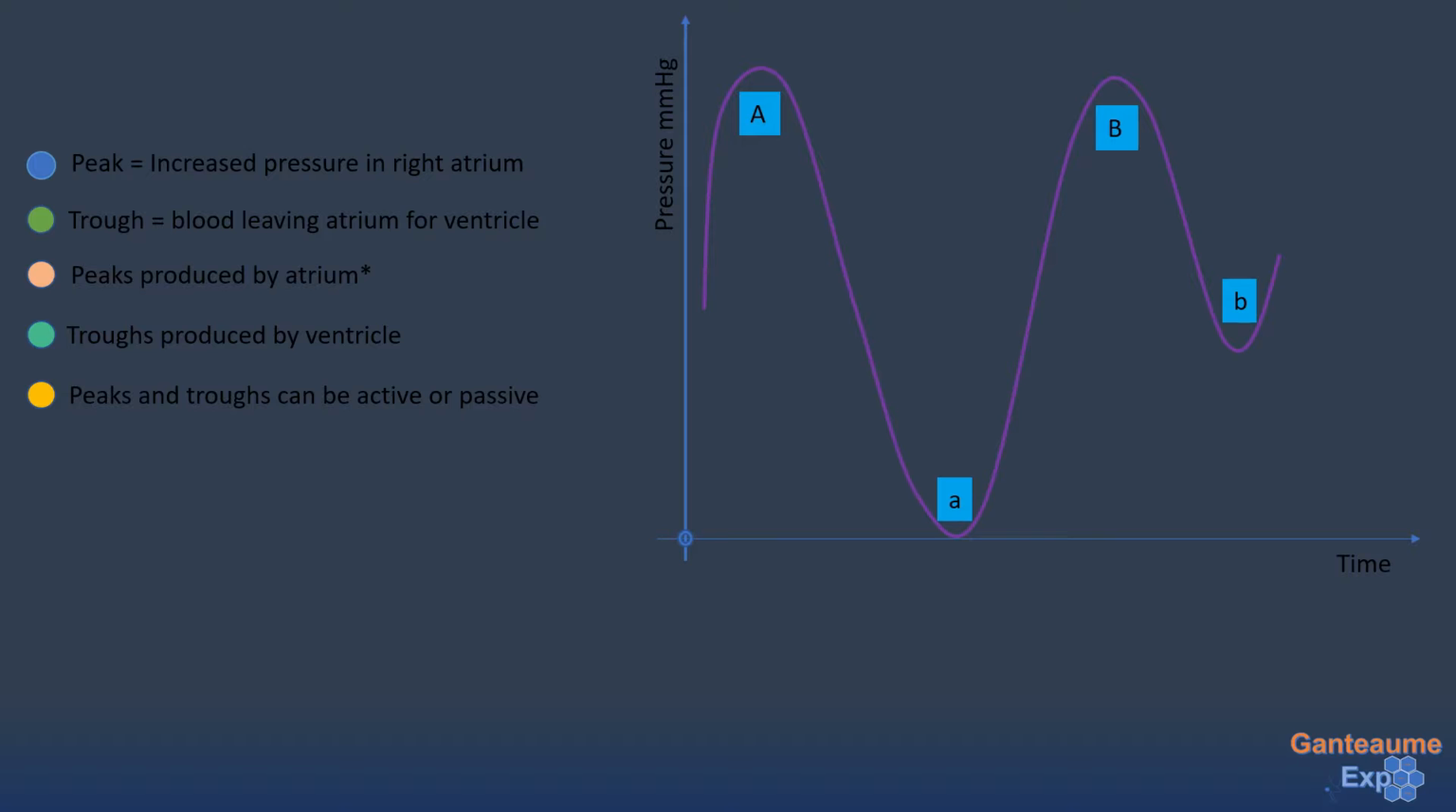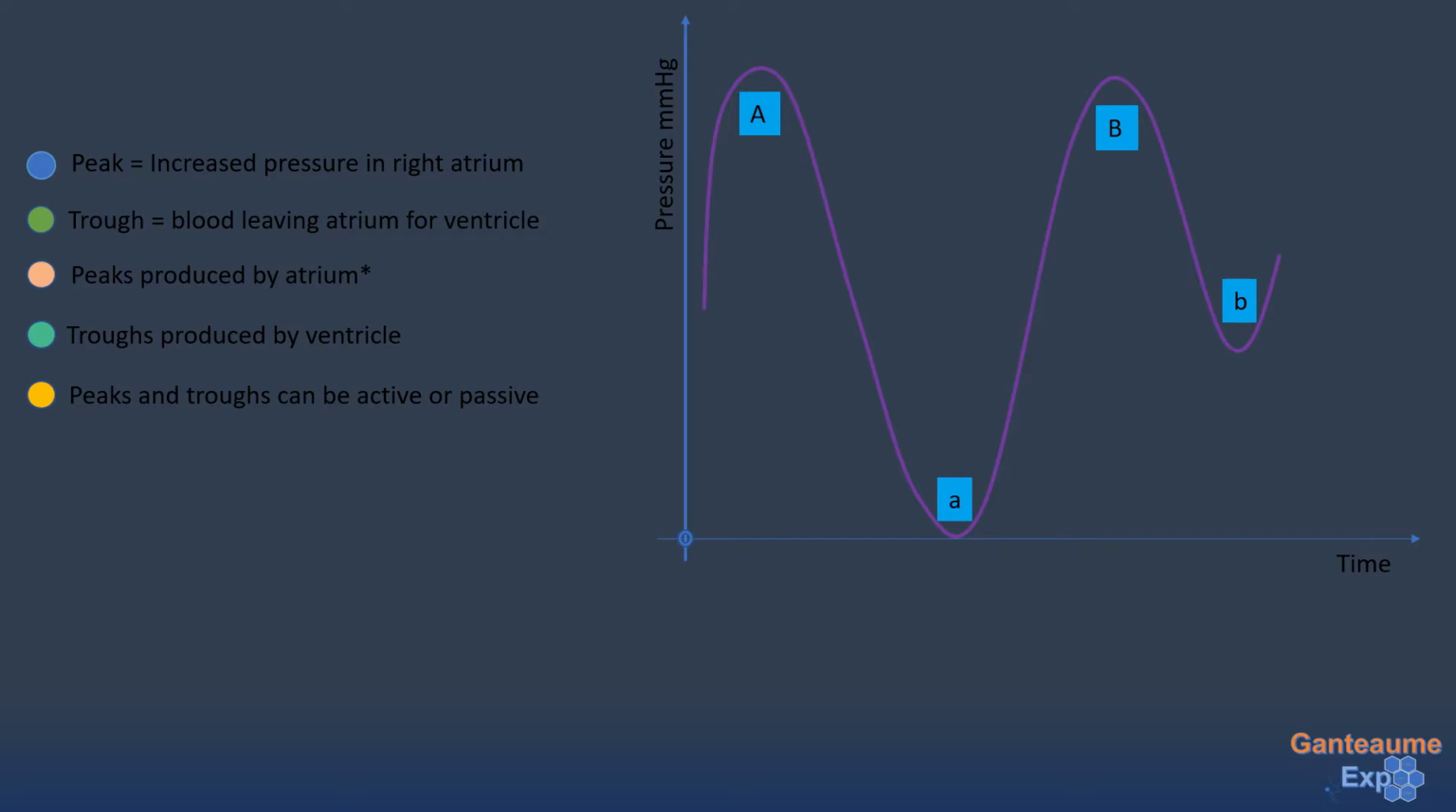The first rule is that the only way to get a peak in the JVP is for pressure to be exerted on the right atrium, leading to a backup of blood into the jugular vein. Rule number two states that the only way to get a trough or a descent is for the blood to leave from the atrium and go into the ventricle. Rule 3 is that peaks are strictly controlled by atrial activity with one exception, that's the C wave. Rule 4 states that troughs are strictly controlled by ventricular activity.